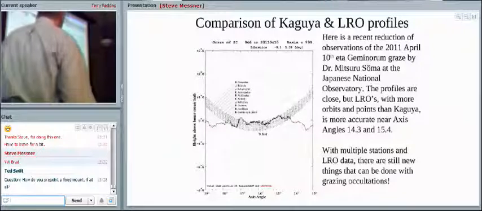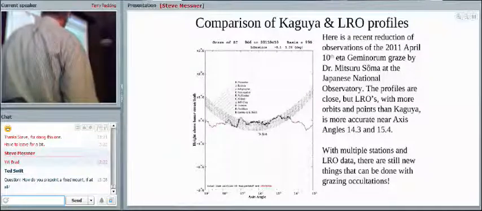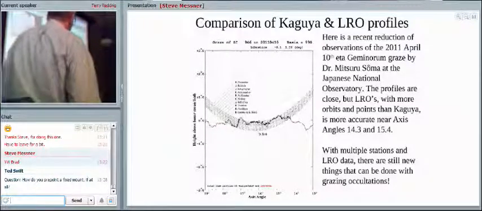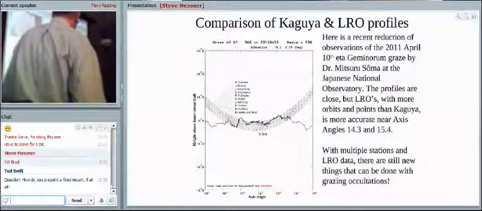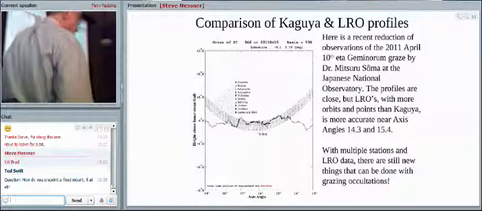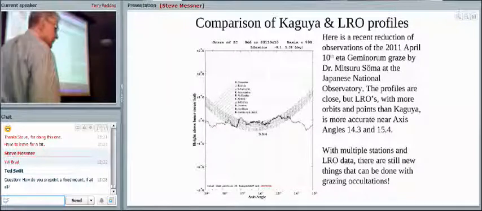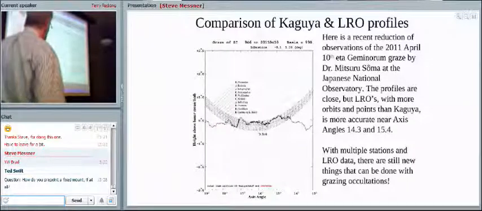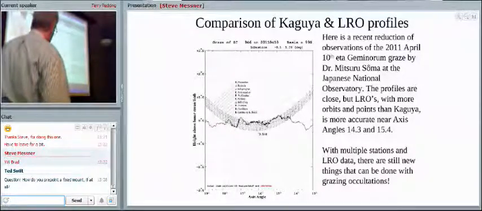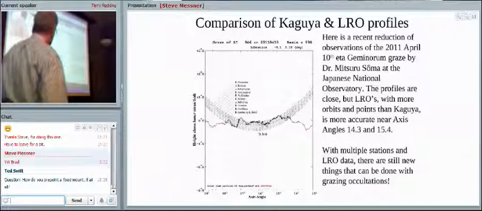Anyway, this is just to show Kaguya, and also we have Lunar Reconnaissance Orbiter profiles now. This is an analysis of that April 10th Eta Geminorum graze that Dr. Mitsuru Soma did, and unfortunately it doesn't include my observations yet. There was a big expedition in Northern California, actually 2 expeditions, that recorded these observations from a total of about 15 stations. You can see how the observation points follow the predicted profile extremely well, so much better than the Watts profile ever did.